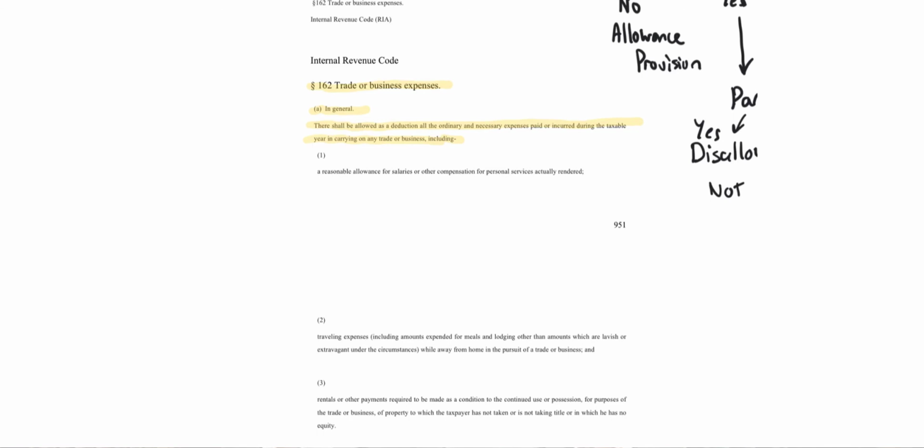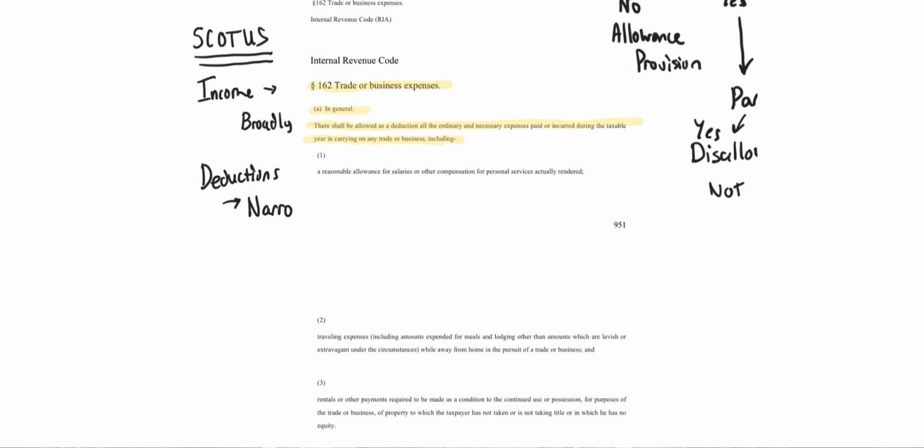Before we do, remember Supreme Court of the United States, also known as SCOTUS. Supreme Court of the United States, through various case law, again, New Colonial Ice is the main one, said that income is to be construed broadly and deductions narrowly. We talked about that earlier, and we talked about it in other videos. So since we're talking about deductions here, that means if you're questioning something, if you're not sure, the courts are to rule on narrowly construing deductions, meaning that you don't get it. It's not allowed. Okay?